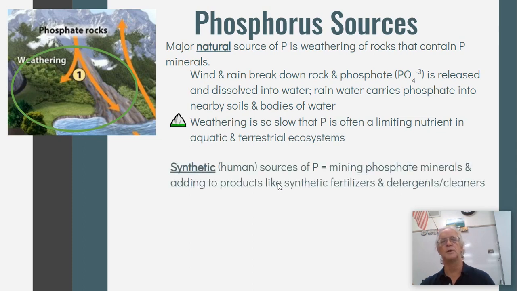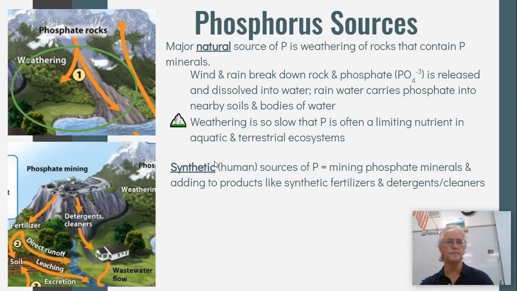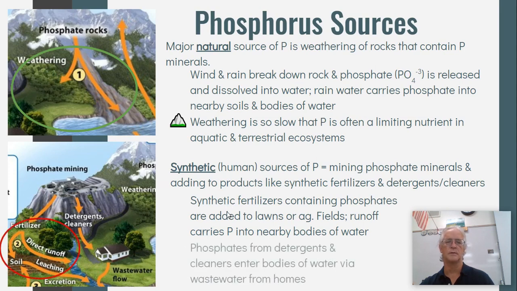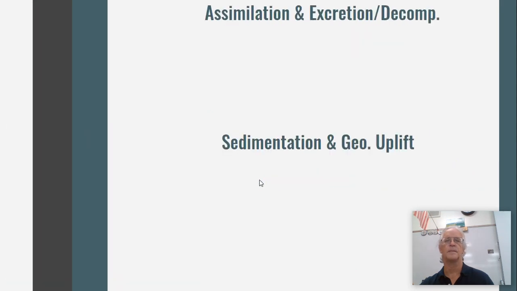Synthetic or human-made sources of phosphorus are obtained by mining phosphate minerals and adding them to products like synthetic fertilizers and detergents or cleaners. Synthetic fertilizers containing phosphates are added to lawns or agricultural fields, and phosphate runs off into nearby bodies of water. The phosphates from detergents and cleaners enter bodies of water via wastewater from homes, as you can see here.